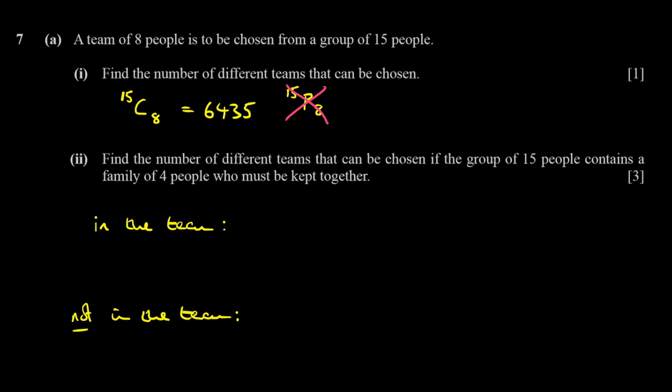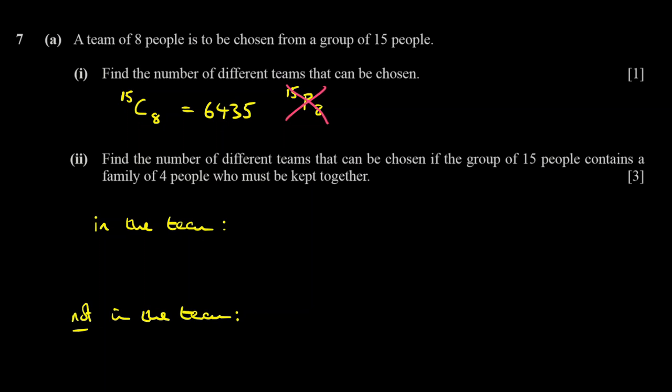Now, the reason I didn't like this question is that the first time I read it, it sounded to me like the family of 4 people must be in the team, right? They've got to be kept together. They've got to be in the team. But actually, that's not what the question says. What it says is the group of 15 people contains a family who must be kept together, right? So it's not that the team has to include the family of 4 people. It's rather that of the group of 15 people from which you are choosing, the family of 4 must stay together at all times, whether or not they're in the team. So there's an element here where we need to read the question very carefully.